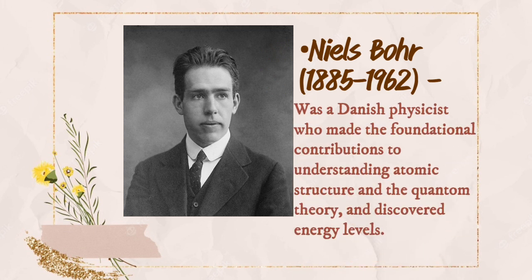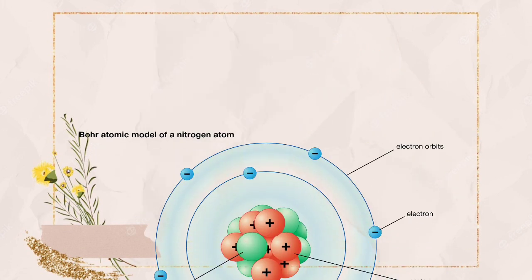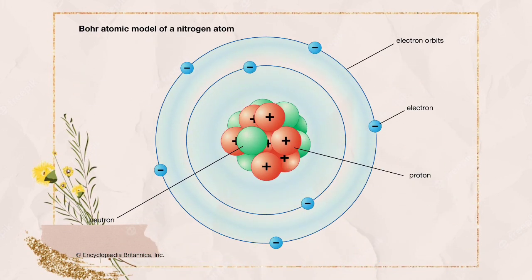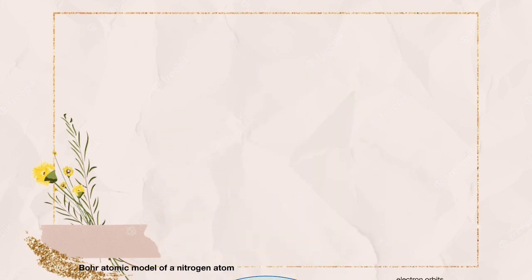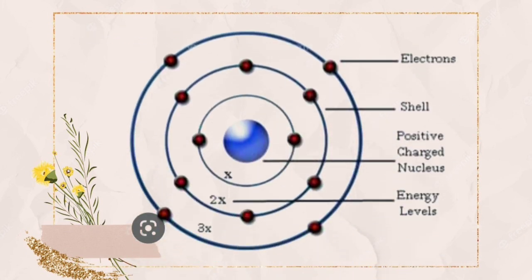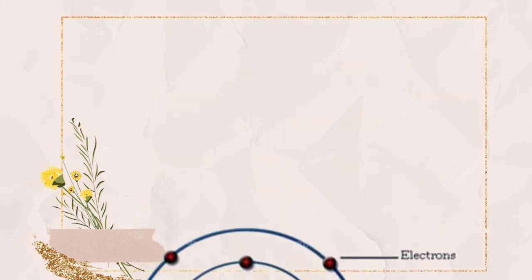Niels Henrik David Bohr was a Danish physicist who made foundational contributions to understanding atomic structure and quantum theory, and discovered energy levels. Electrons travel around the nucleus in definite paths and fixed distances. These can jump from one level to a path in another level. When electrons move in fixed orbits, they go in a constant speed around the nucleus. These can also move from one level to another level.